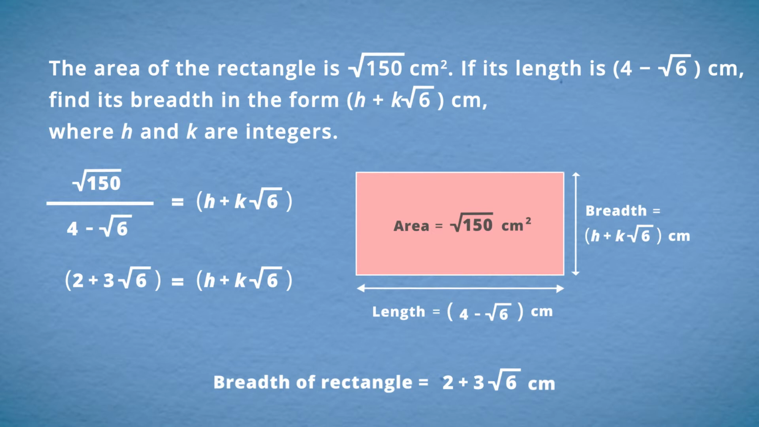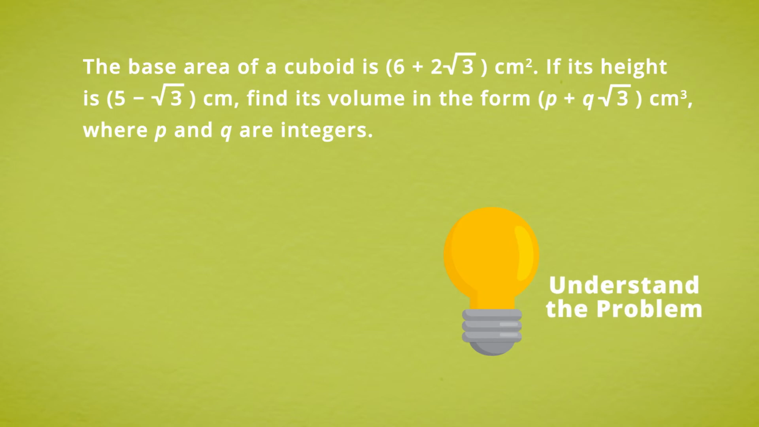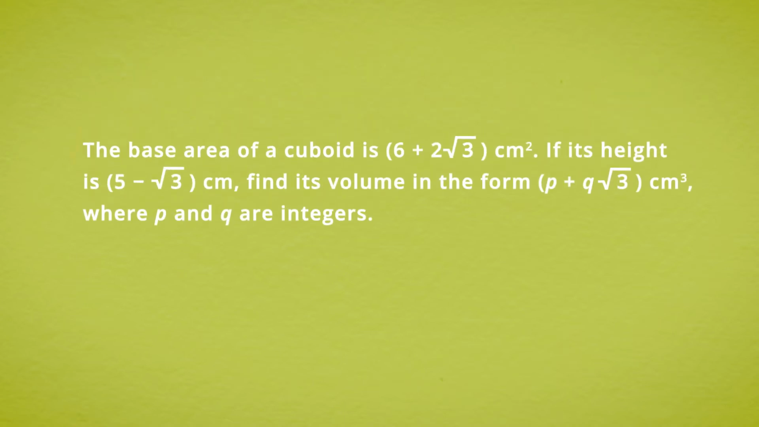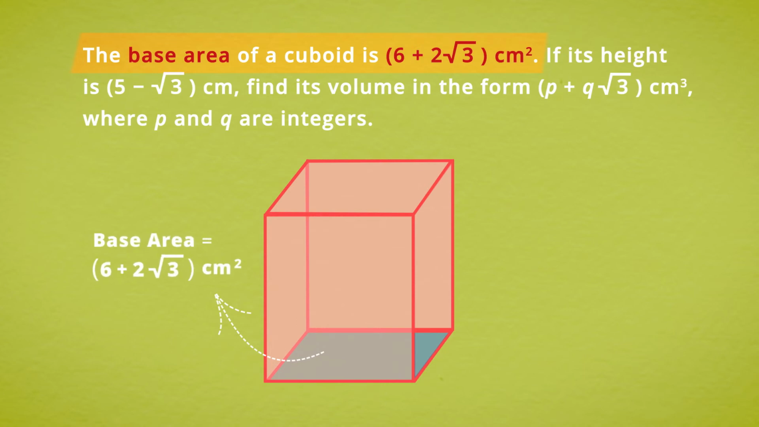Finally, let's look at one last problem. Like in the previous examples, the first thing that we need to do is to understand the problem by finding out the information given and what is required. Like always, let's go one line at a time. Here, it says that the base area of a cuboid is 6 plus 2 times square root of 3 square centimeters. Now, the word cuboid tells us that we are dealing with a three-dimensional object like this, and that its base area is given by 6 plus 2 times square root of 3 square centimeters.